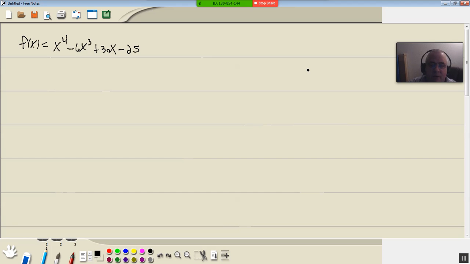Okay, so let's see what in the world I mean by that. Now we're finding zeros. When you're finding zeros, what you're basically doing is you're setting your polynomial equal to 0 and you're solving it.